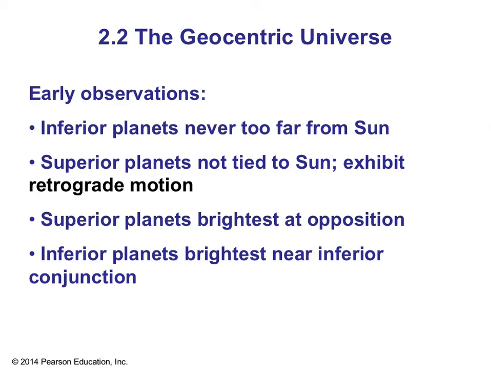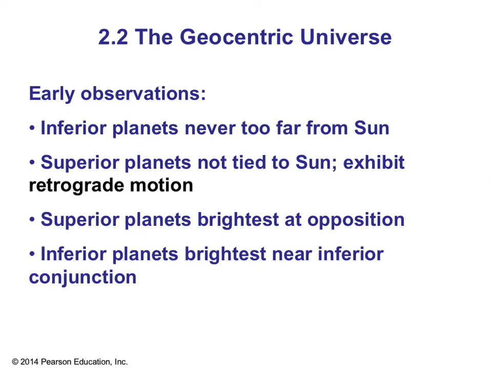So some of the early observations that were made during the formation of the geocentric universe was that the inferior planets were never too far from the Sun. Venus is oftentimes referred to as the morning star or the evening star because it's easily visible during sunrise and sunset, where the Sun does not overpower the planet's reflection of the sunlight, and we'll get to that in just a minute.